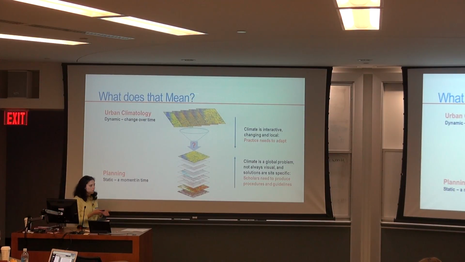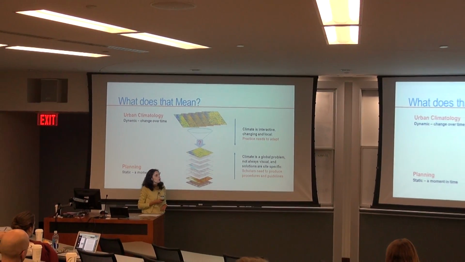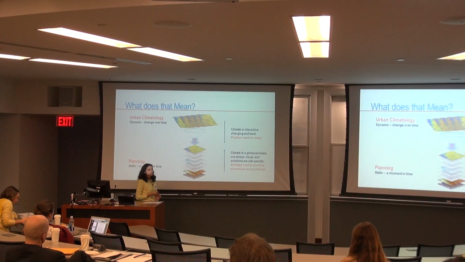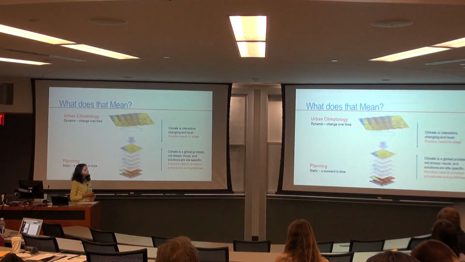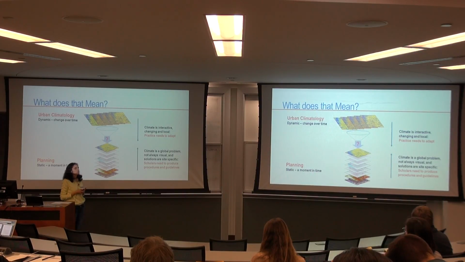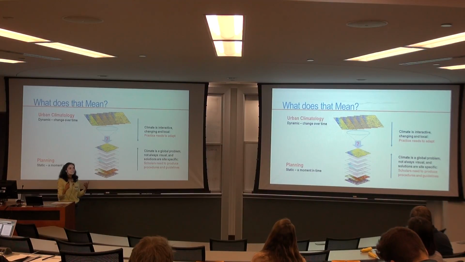What do I mean by this? Well, when you look at how urban climatology looks at climate, we're talking about a very dynamic process. So it's change over time. It's practically a very linear, sort of horizontal way of interpreting these overlays when we're thinking about mapping. And when we're talking about what the literature is telling us, we're saying climate is interactive, changing and local. Practice needs to adapt. There's a call for adaptation.